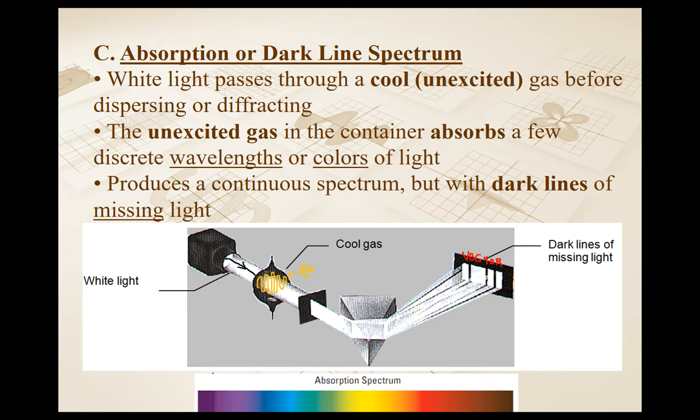This is a bit harder to see. I mean, the absorption spectra on this picture, I can really only see one dark line. I'm not sure what the gas is for this one specifically, but your one dark line looks like it's about right here. So again, your absorption spectrum is you have the continuous spectra of light, except the gas has absorbed a certain wavelength or a certain color of light. And then what you get is the dark line on the continuous spectra background. And that's why we call it the dark line spectra, because the gas is absorbing something.